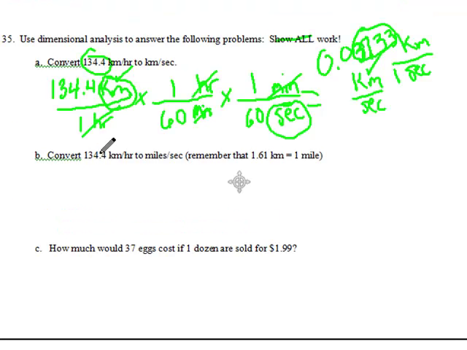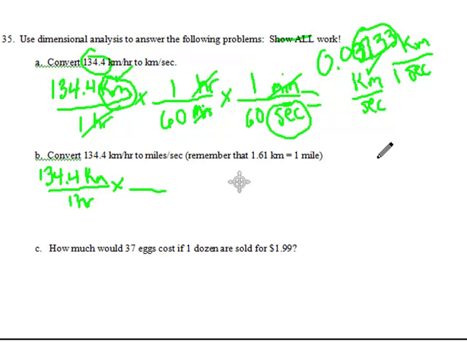Then the next one, convert 134.4 kilometers per hour to miles per second. And then I gave you a hint here about kilometers and miles. So I'm going to take 134.4 kilometers, and then I'm going to write the 1 hour directly underneath. Never write a slash. Then I'm going to take a look at where I need to go.